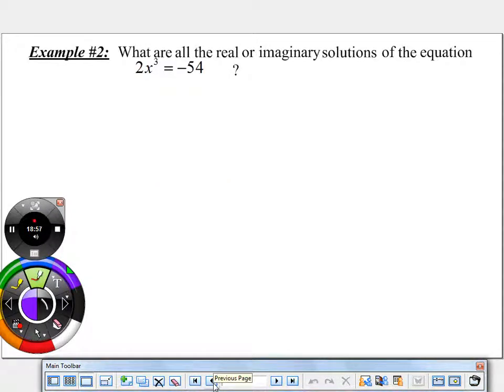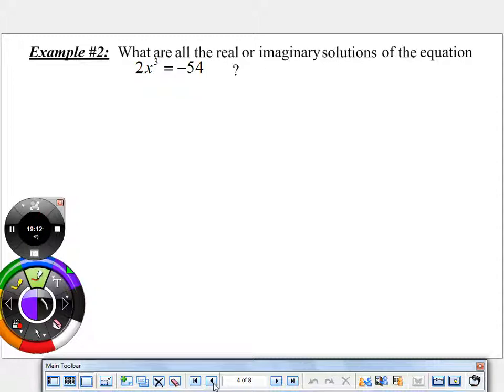All right, so let's say we had an equation like this. And we have 2x cubed equals negative 54. Okay? Tell me how you would approach this if I just gave this to you right now on a quiz. I never taught it to you. You just had to solve it yourself. What do you think you would do?